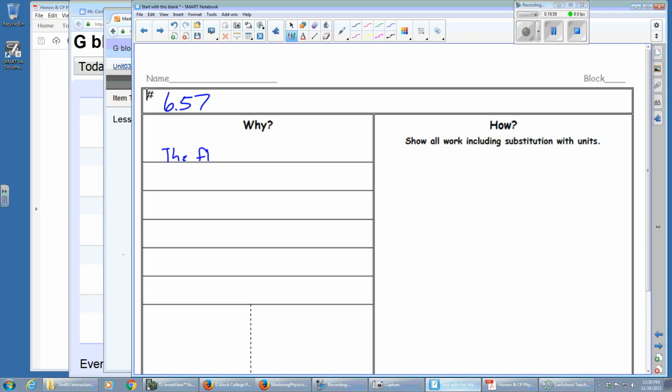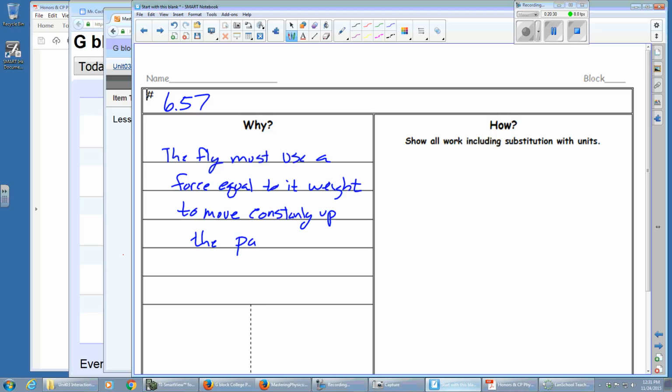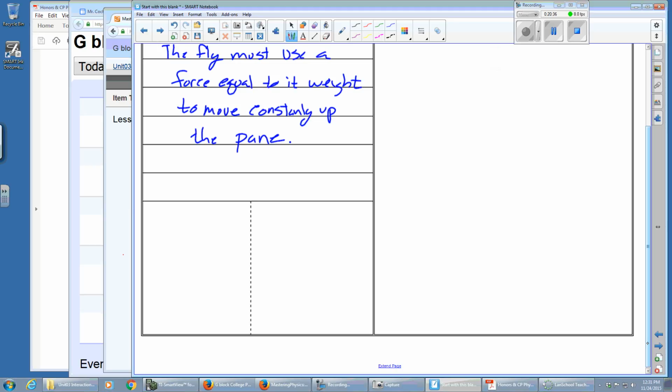the fly must use a force equal to its weight to move constantly up the pane. Doesn't have to be bigger than its weight? No, that would mean it would accelerate.